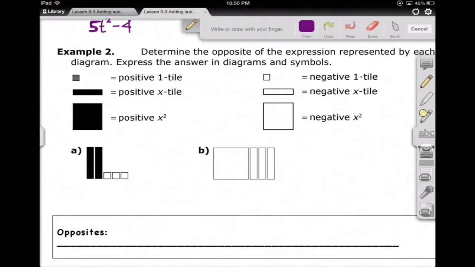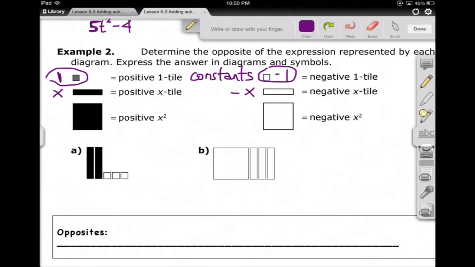It's important to note that these little squares are constant squares. And by constant, we know their value. So these little ones over here are worth 1, and these ones are minus 1. This represents a value, let's call the variable x. Okay, so that's a positive x tile, and this is a negative x tile.